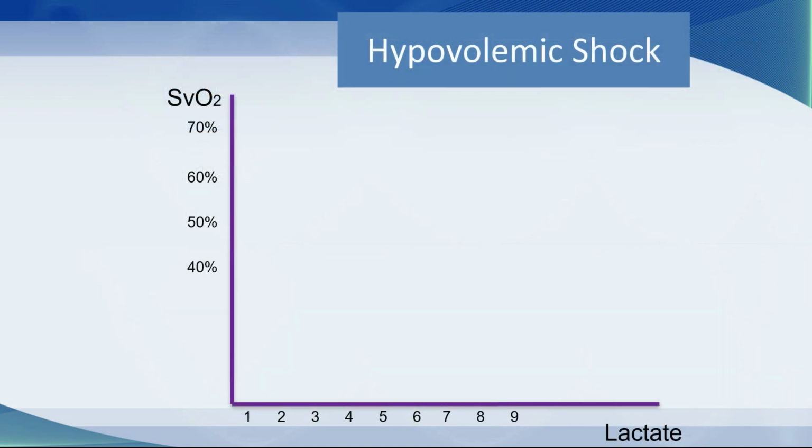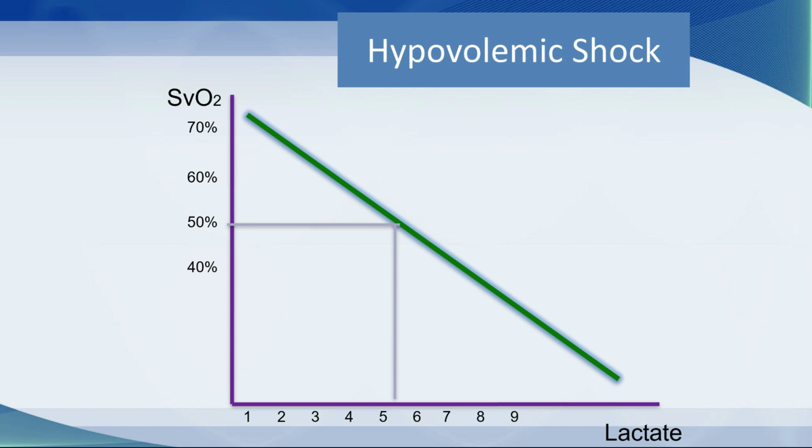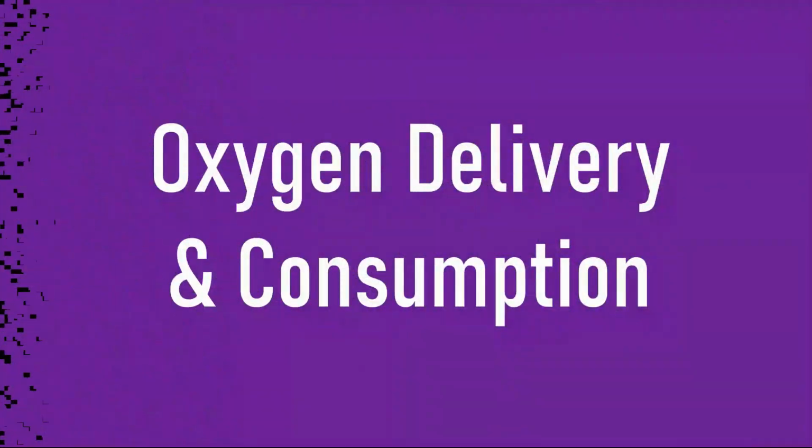Usually with hypovolemic shock, the mixed venous oxygen saturation declines as the lactate goes up. And so the mixed venous might be 50% and the lactate may be 5 or 6 millimoles per liter, but not always do they correlate that well. Let's discuss oxygen delivery and consumption.